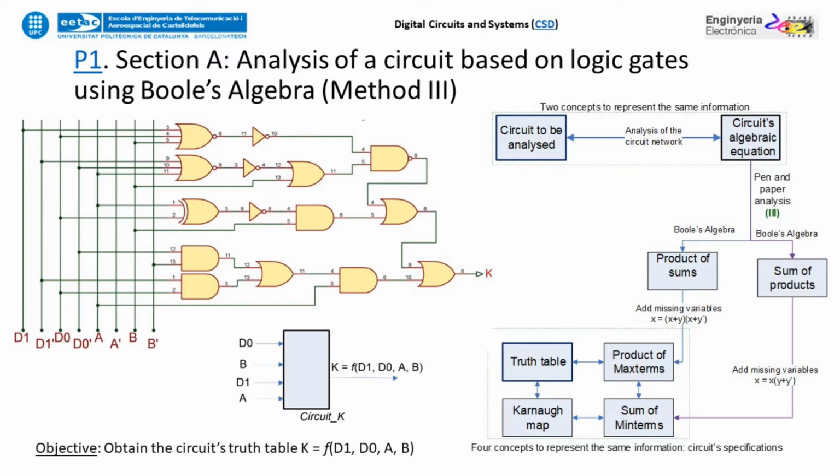Hi, this is another example circuit where you can apply this method 3, handwritten Boole's algebra simplification. So from a circuit like that, you can very well obtain the truth table by hand, going through the several expressions that can be derived from the initial circuit and the initial algebraic equation.